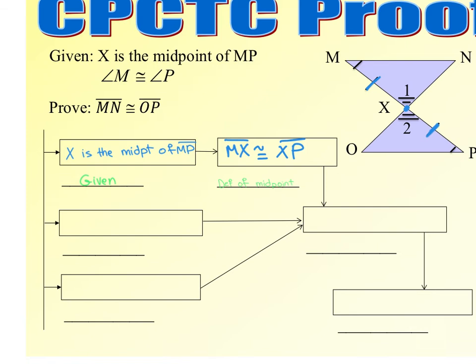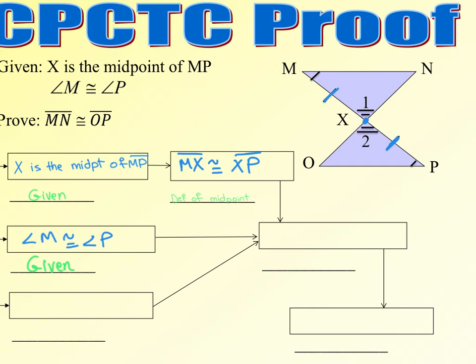Then angle M is congruent to angle P. That's another given. So angle M, let's go ahead and color that. Angle M is congruent to angle P. So far, I have an angle and I have a side. That's what I got from the given. However, if I look closer at this figure, I can see that there is an X over here. So angle 1 is equal to angle 2 because of vertical angle theorem.